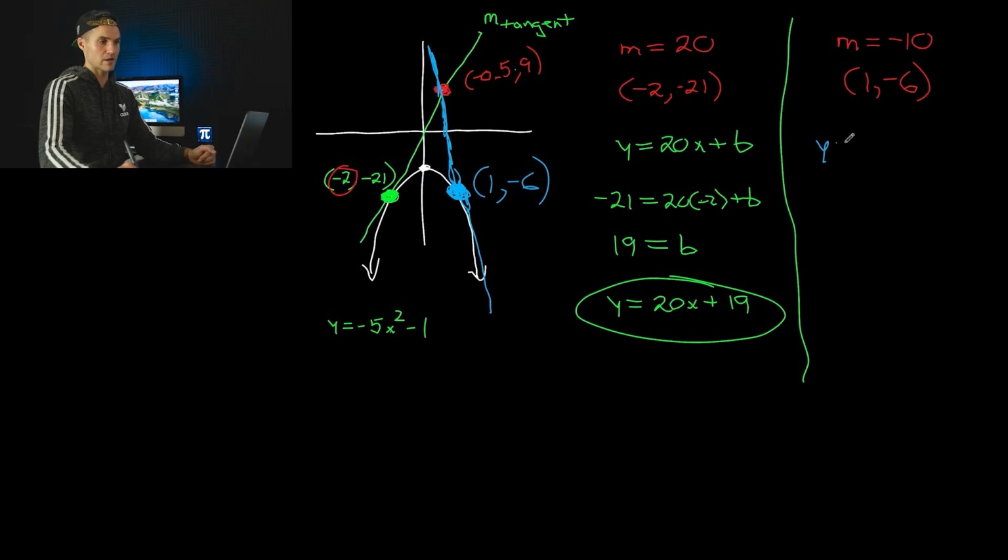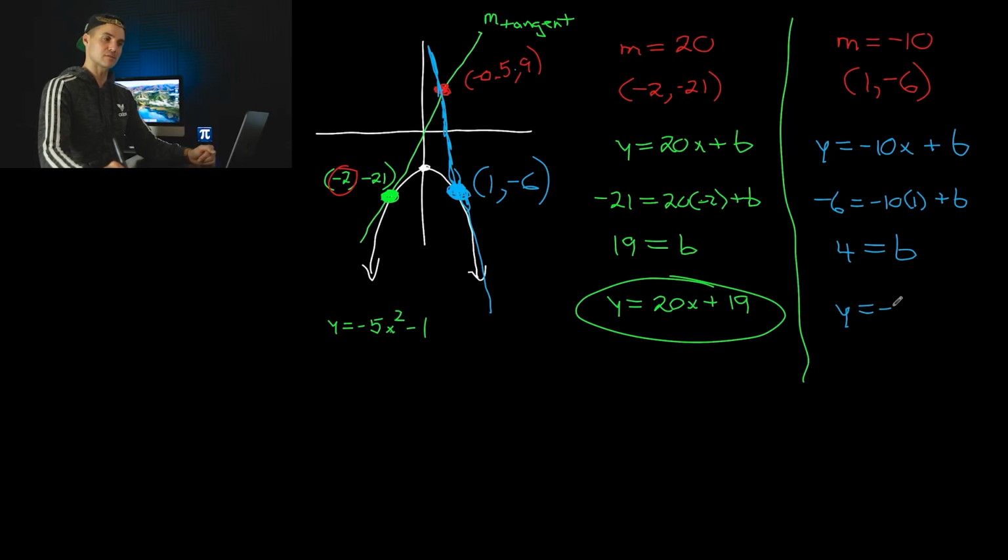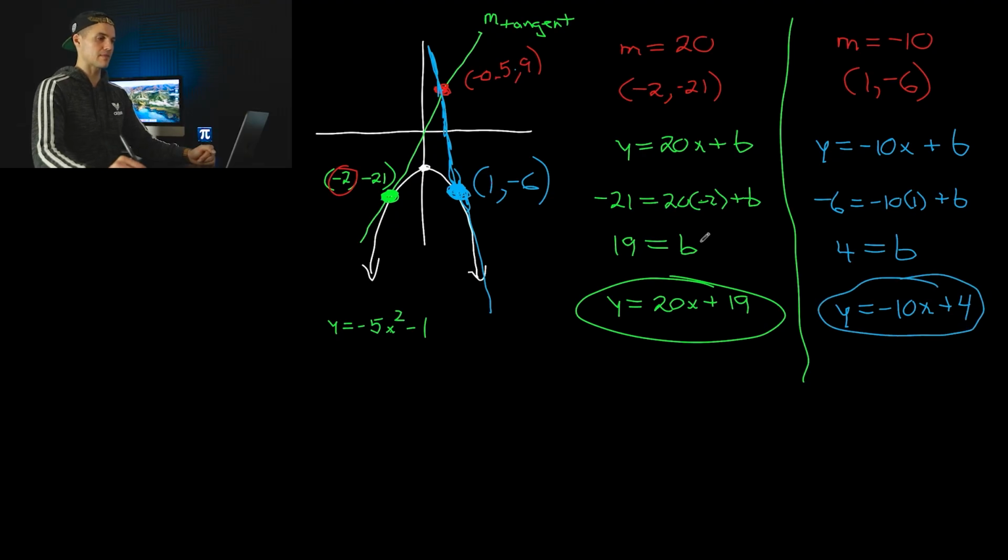And then the equation of the blue tangent will have y equals negative 10x plus b. Negative 6 equals negative 10 times 1 plus b. Bring this over. 4 is equal to b, so y would be negative 10x plus 4. Like that, and that would be the equation of this blue line.